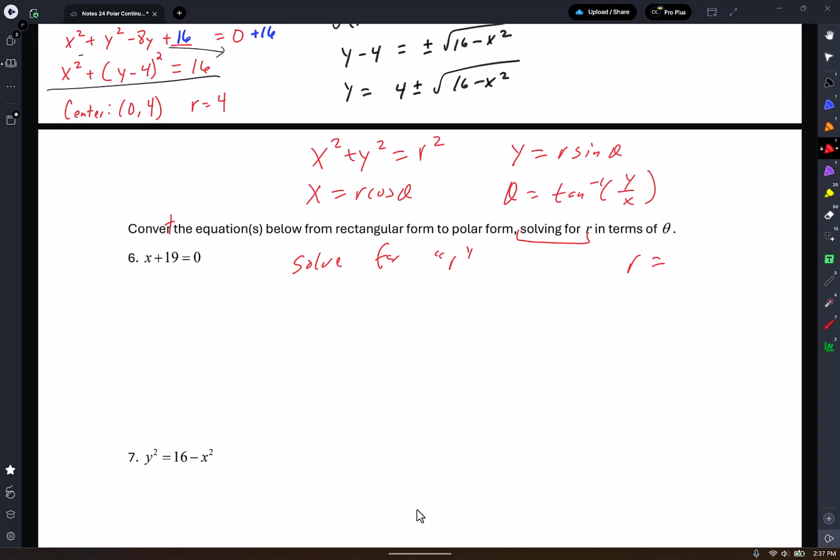All right, what is x? Yeah, that's all I'm going to write. R cosine theta plus 19 equals 0. All I'm doing is solving for r, guys. Move the 19 to the other side. It's just algebra. R cosine theta equals negative 19. And then how do I get the r by itself? Yeah, just divide, right? Is that what you said? Just divide.